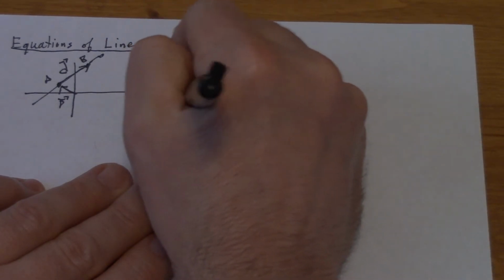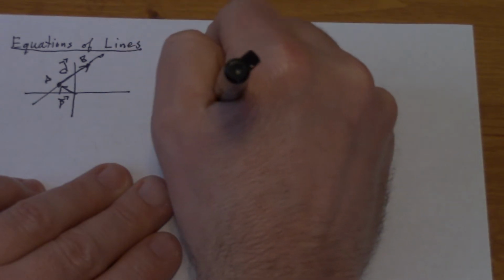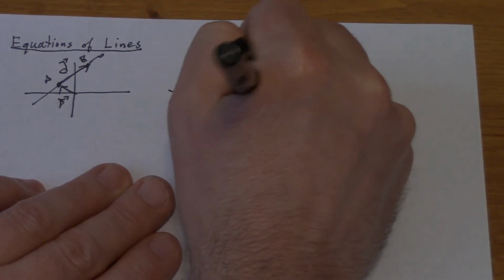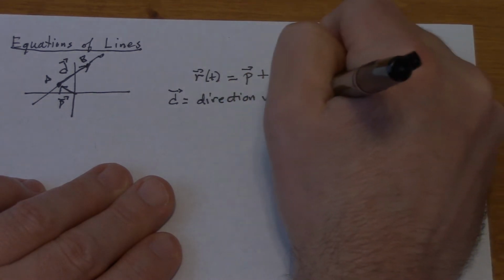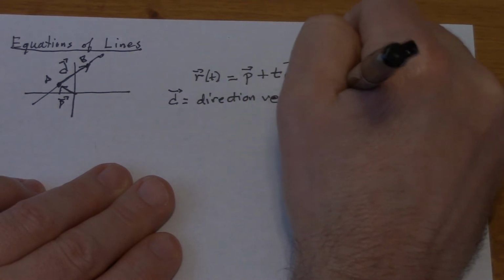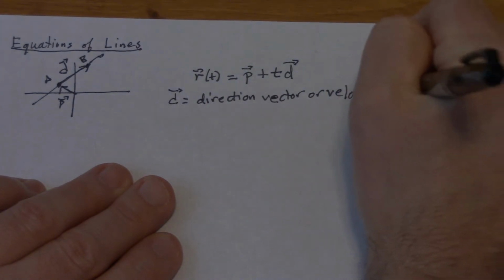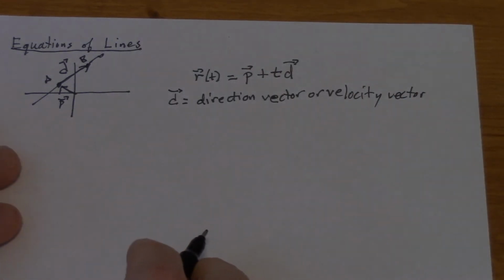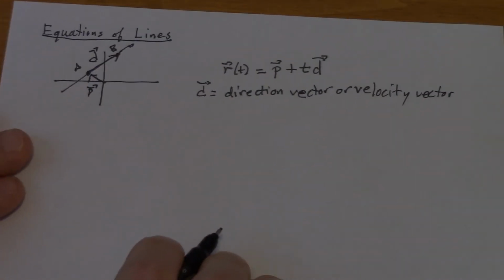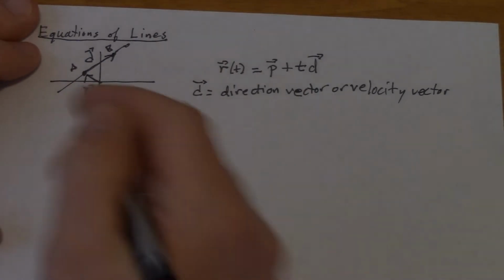So D, I like to refer to it as a direction vector, so I might call it that fairly often. But IB calls it the velocity vector, so you should be aware of that. Okay, so let's do just a couple examples of this, and I've got one more thing to show you that's a little different form.